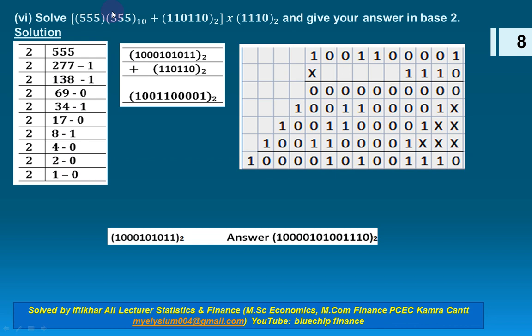After that we just add up these two with 110110, and after that we simply multiply here. So the whole method is mentioned here, and the answer will be this.